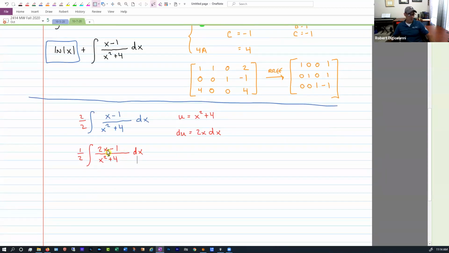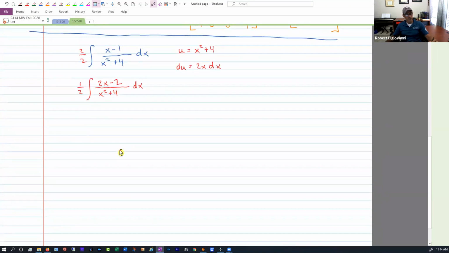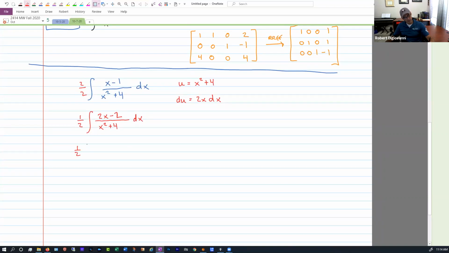And now the numerator is almost just 2x, right? We have this minus 1. Wait, why didn't I distribute the 2 through? No idea why I didn't do that. We have this 2x, that's great, but then we have minus 2, which is not great, right? We want it to be just 2x. So all I'm going to do then is split this into 2 integrals. I'm splitting it right here at the minus 2. So it's going to be plus, I need that half in front of both of them.